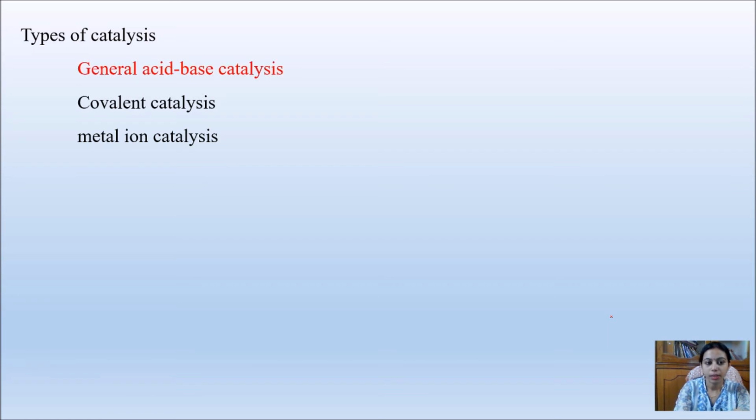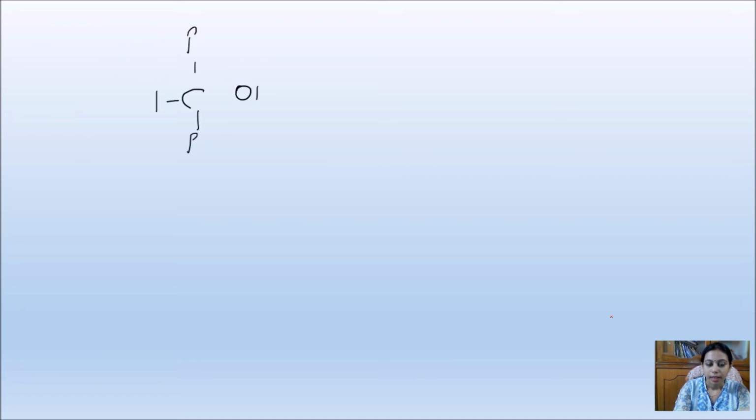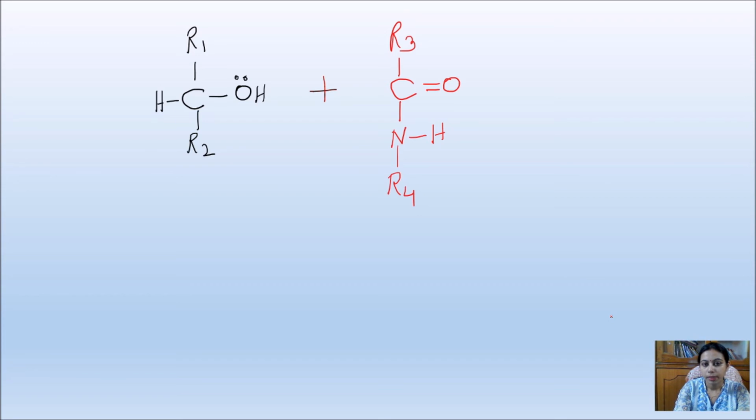First, come to general acid-base catalysis. Let's take a reaction. Suppose this is reactant 1 and this is reactant 2. When they react together, they will change into the product. Now, how will the reaction take place here? Oxygen being more reactive, in these two reactants, what will happen? It will first undergo a transition state.